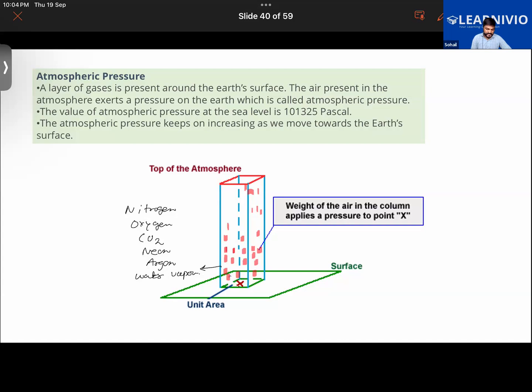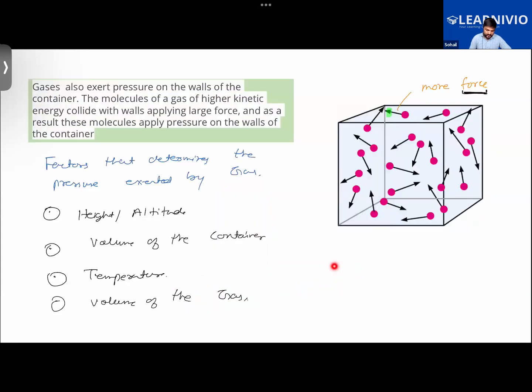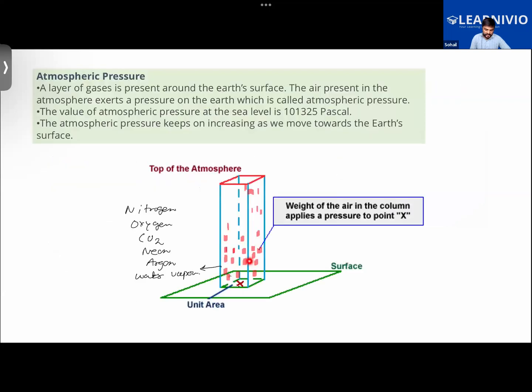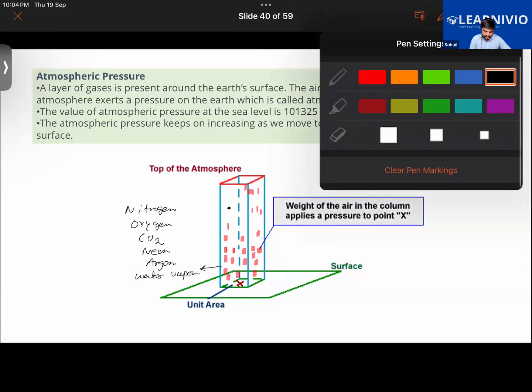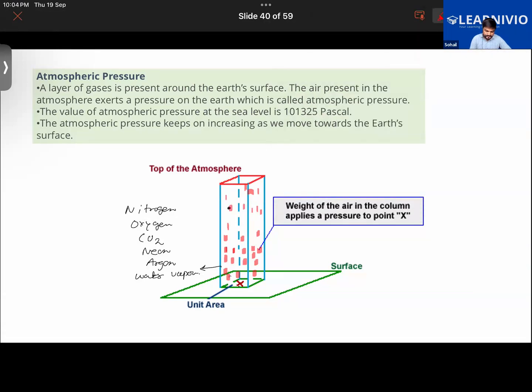Because the volume of the gas will also determine the pressure generated by the gas. If there are more gas molecules, the pressure will be more. As you go higher up, there are fewer gas molecules, so thereby the pressure will be less. Is that thing clear to all of you? Yes, sir.